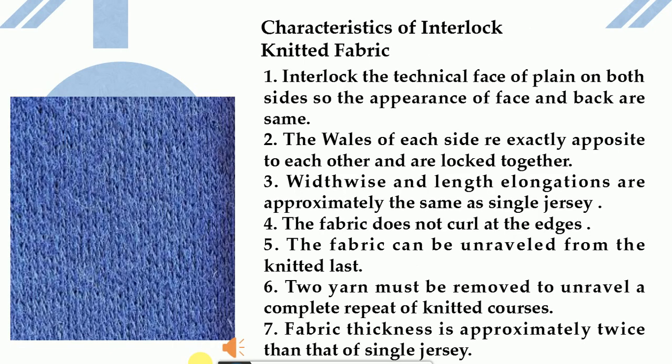1. Interlock has the technical face of plain on both sides, so the appearance of face and back are the same. 2. The wales of each side are exactly opposite to each other and are locked together. 3. Widthwise and lengthwise elongations are approximately the same as single jersey. 4. The fabric does not curl at the edges. 5. The fabric can be unraveled from the last knitted course. 6. Two yarns must be removed to unravel a complete repeat of knitted courses. 7. Fabric thickness is approximately twice that of single jersey.